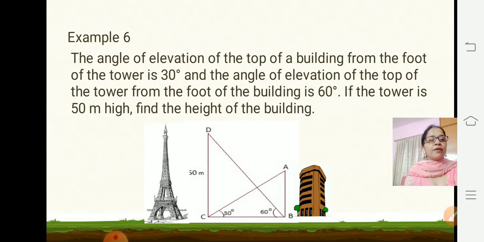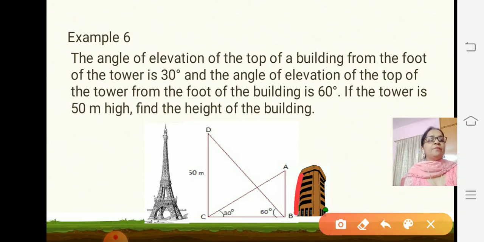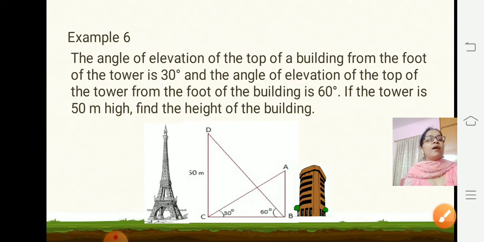So this is the figure. You have a building which is represented by line AB and the tower which is represented by line CD. The length of the tower is given 50 meter and the angle of elevation is given 30 degree and 60 degree. So from here you will find out what is the height of the building.